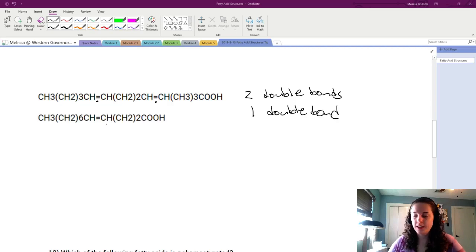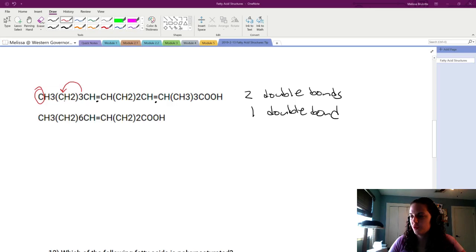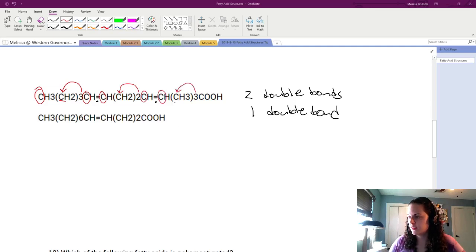Now to count the number of carbons, we have to take into account the parentheses. And remember, every carbon counts. So we have 1 here. Then this 3 outside the parentheses means there's 3 CH2s in a row. So now that's a total of 4 carbons. There's 5, 6. Now we have 2 more, so that's 7, 8, 9, 10. There's 3 here, so that's 13.